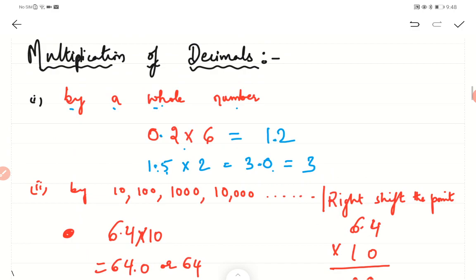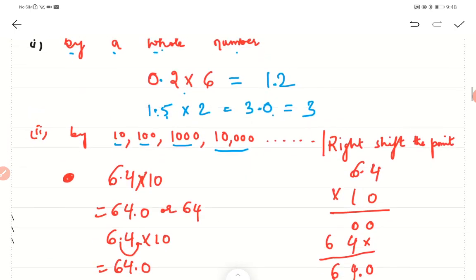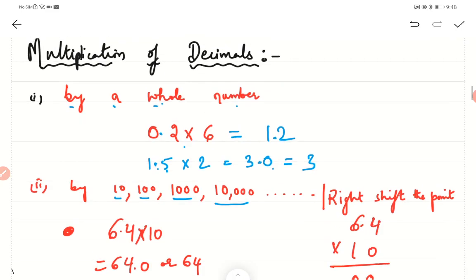Now we will see what happens when you multiply a decimal by 10, by 100, by 1000, by 10,000. Every time it will shift your point to the right side. See, you have an example here, 6.4 into 10. Since it is multiplied by 10, your point will shift one position to that side, so it is 64.0.